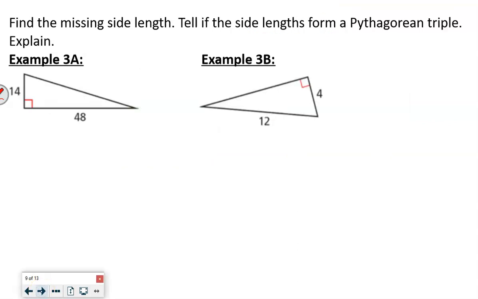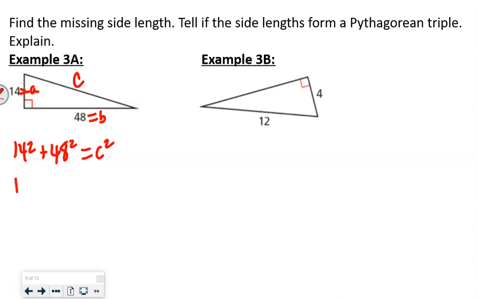So here's the next one. It says find the missing side length, and tell if the side lengths form a Pythagorean triple. So this is going to be our c, right? Now I'm going to again make my 14 my a and 48 my b. So this is going to be 14 squared plus 48 squared is equal to c squared.